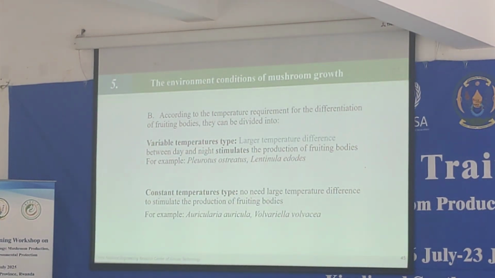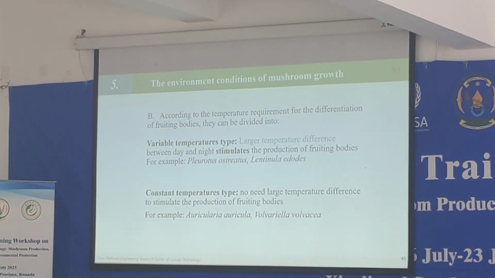Around 10 degrees of difference is good for stimulating the mushroom body. Okay, if the temperature in the day and the night is the same, for Pleurotus cultivation, it's difficult to get a good fruiting body. Okay.